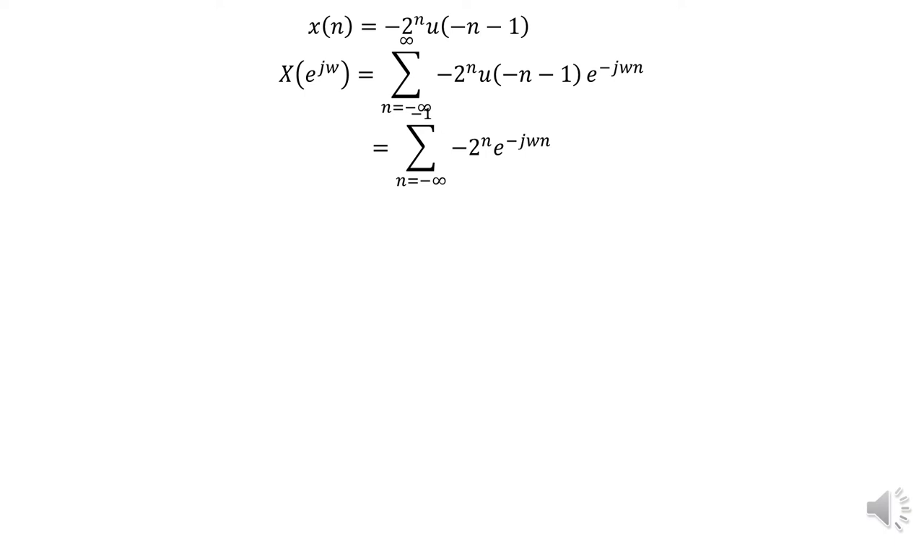Okay, so when we have the sum from n equals 0 to infinity of a^n, it can be written as 1 over 1 minus a, if the magnitude of a is less than 1. So what I am doing next is I will change my limits like this. Here we have -(2^n) e^{-jωn}, right? If I want to change my limits of n to plus infinity to 1, or n equals 1 to plus infinity, both are the same thing. I'll repeat, n equals infinity to 1 or n equals 1 to infinity is the same thing.